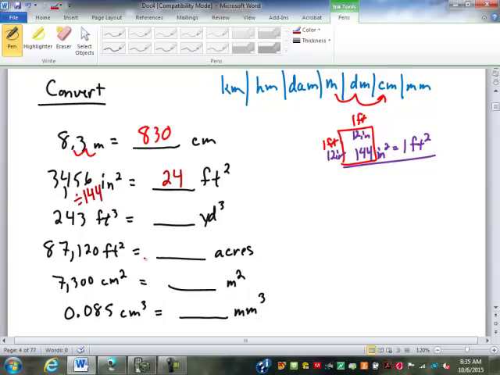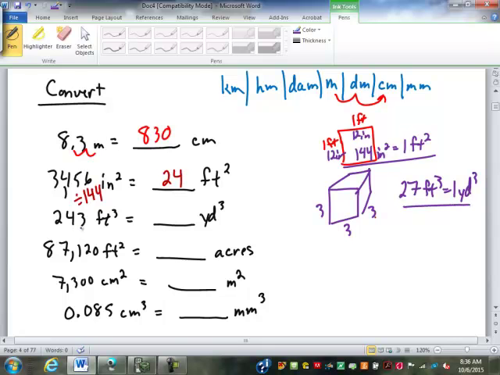How many of you had that one right? Anybody not understand where that 24 comes from? Okay. So then next, 243 cubic feet into cubic yards. How many feet are in a yard? 3. But this isn't, of course, feet and yards. It's cubic feet and cubic yards, which means it's 1 yard by 1 yard by 1 yard, or 3 by 3 by 3, which would be 27 cubic feet in 1 cubic yard.